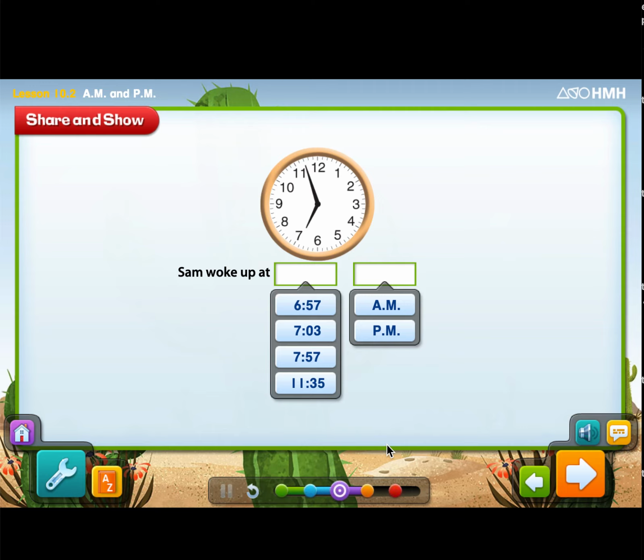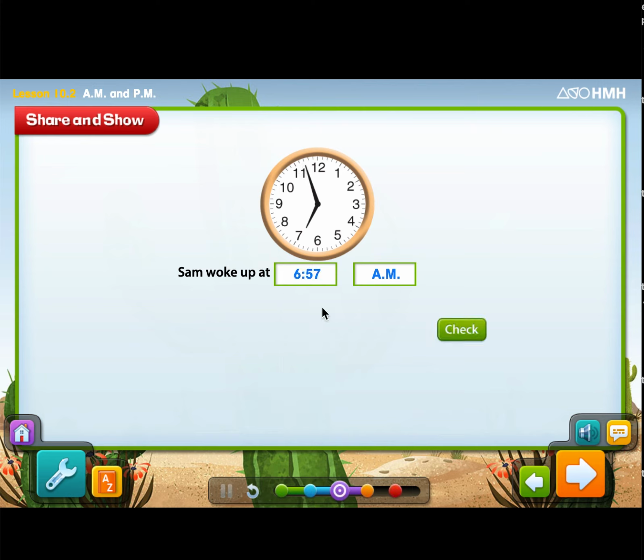So we're waking up. So I already know if you're waking up, it's in the AM. So let's see. Let's find the hour hand. It's here. Okay. It's in between the 6 and the 7. So we know it's probably 6 something. And let's go to our minute hand. 5, 10, 15, 20, 25, 30, 35, 40, 45, 50, 55, 56, 57. There's 57 and there's 6:57.